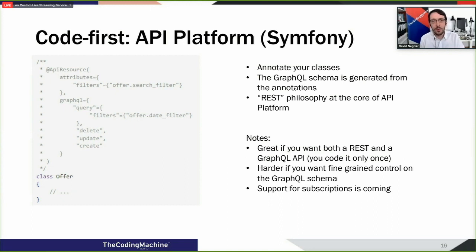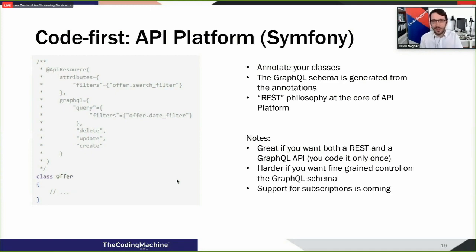However, if you want to have good control over the GraphQL schema that is generated, API Platform may not be the best tool out there, because the underlying philosophy is very much REST. So you have CRUD: you can create, read, update, and delete a record. If you want to do some other things, it will be a bit harder to customize. It has support for subscriptions too.